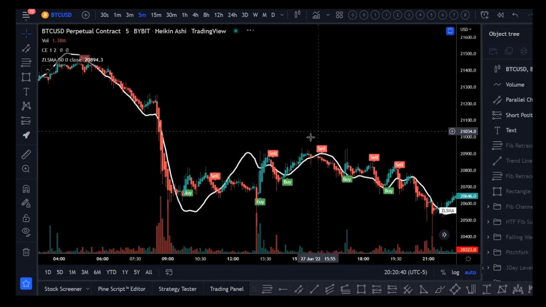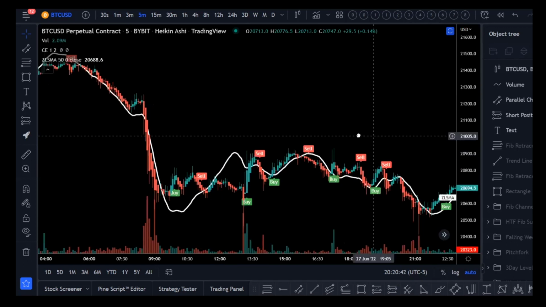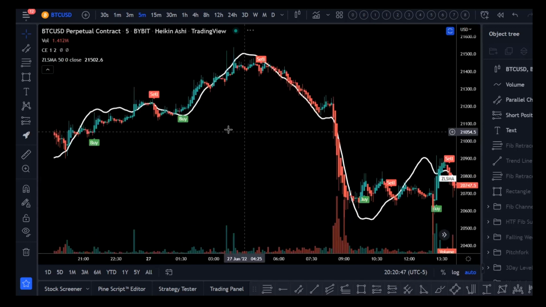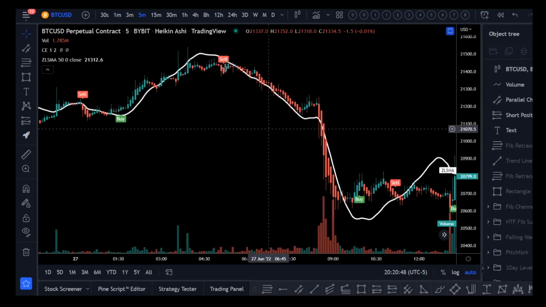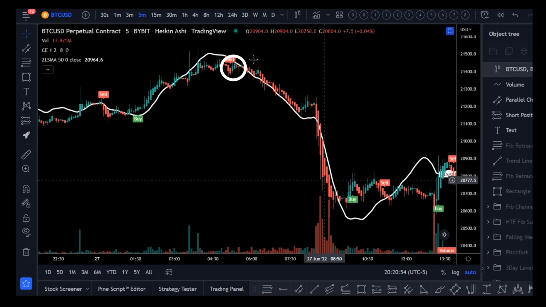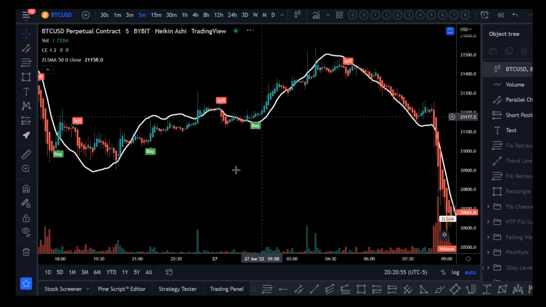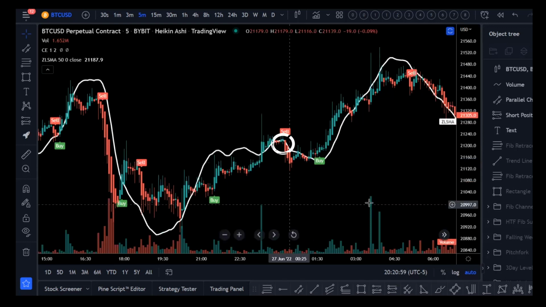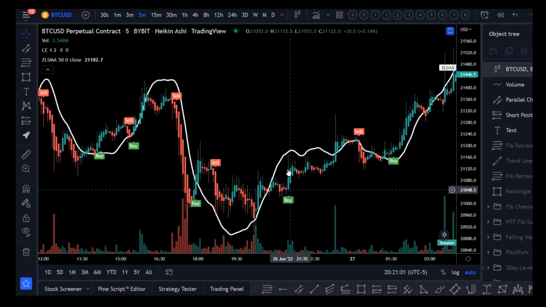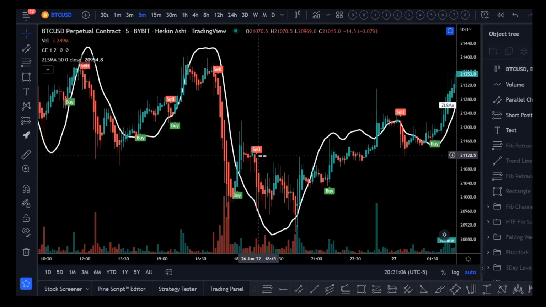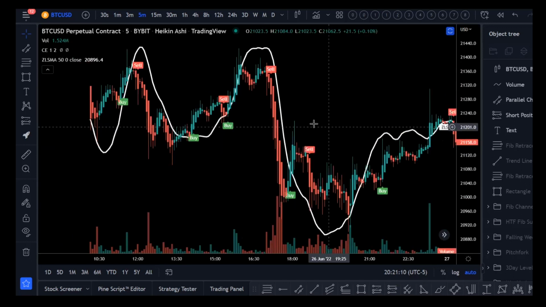Okay, so again, this is range bound. Bitcoin has been range bound a lot lately. So this would have been a beautiful, just an amazing short here. This would have been a beautiful sell here. Buy here. This would have actually been a decent sell. This would have not been a buy because price is below the moving average. This would have been a decent sell, but this would have not been a sell because price is above the moving average. And then here as well.